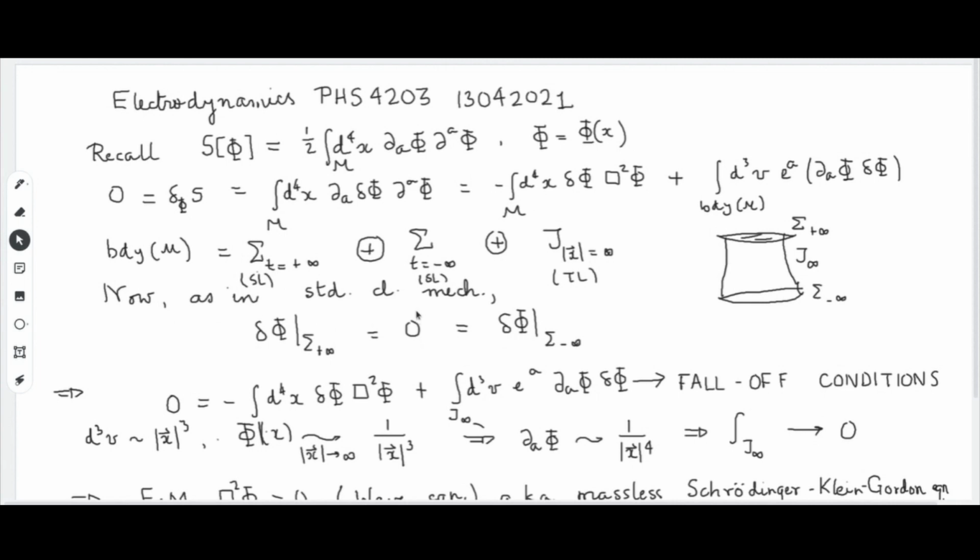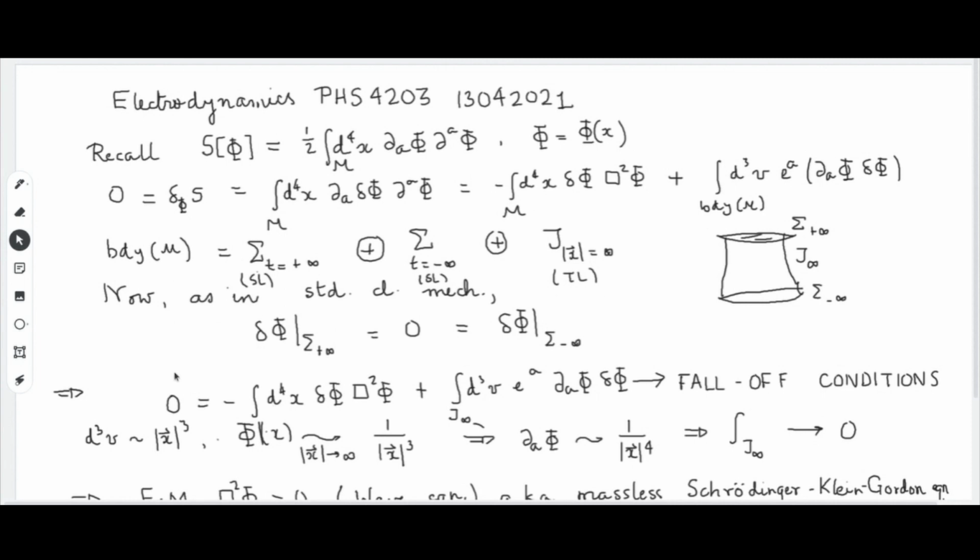Now, if we do that, then since the boundary has three terms corresponding to each of these expressions, this condition implies that two of them can be set equal to 0, because there is a delta phi here, the term with n^A ∂_A phi delta phi, and if delta phi vanishes, this whole integral on that surface will vanish. These are hypersurfaces, three-dimensional surfaces. So on the two space-like hypersurfaces, the integral vanishes.